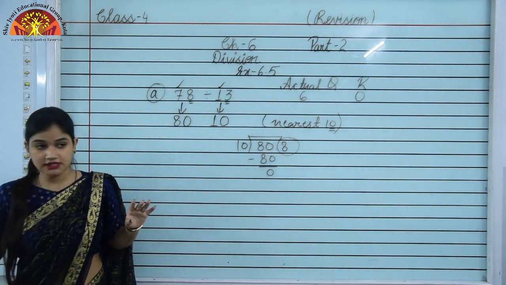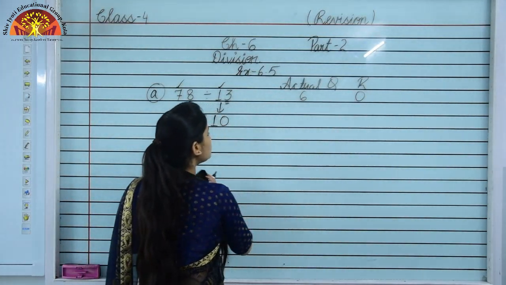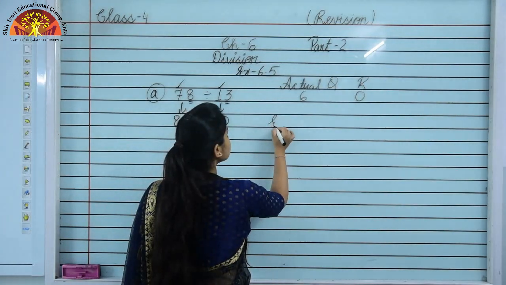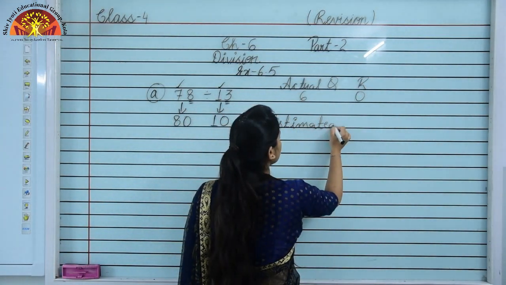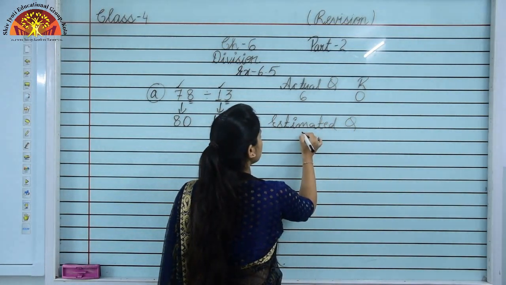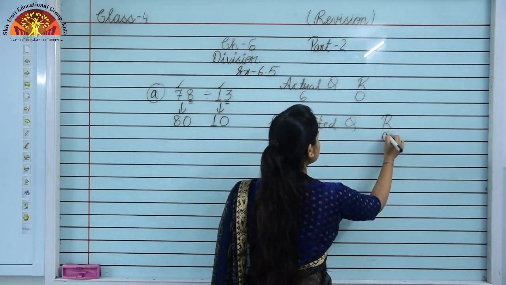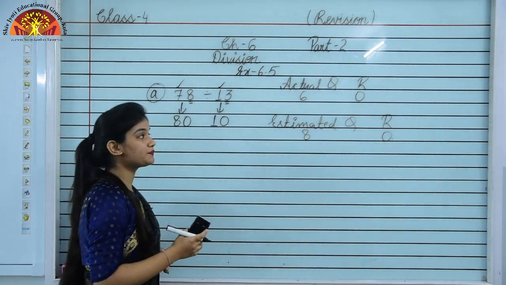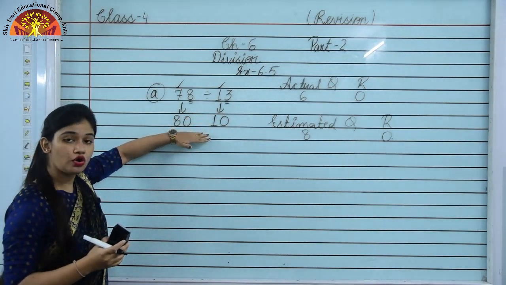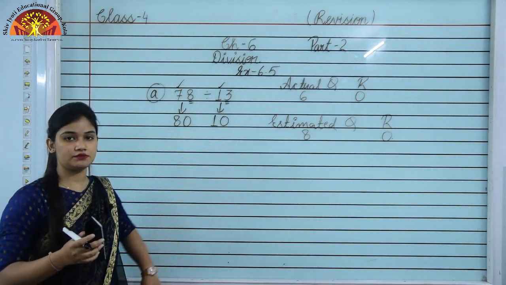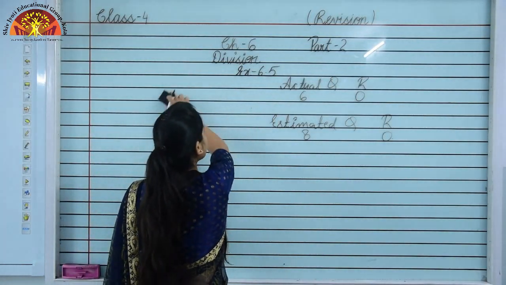Is it clear students? So in this way students, you can find the actual quotient also and estimated quotient also. Here the estimated quotient is 8 and remainder is 0. Is it clear students? First you can find the actual quotient, then by rounding off numbers you can find the estimated quotient. Now we'll see the next exercise.